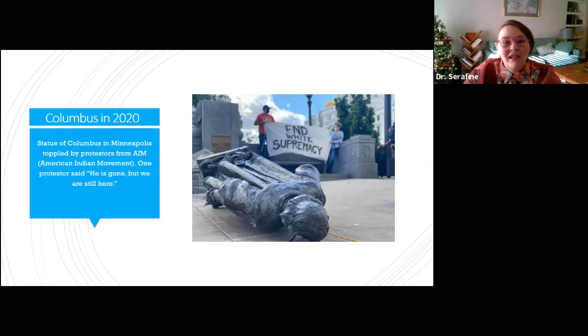Today, we'll look at a secondary source about Columbus and think about how the history of Columbus has changed. That is, how our understanding of and interpretation of the past has changed.